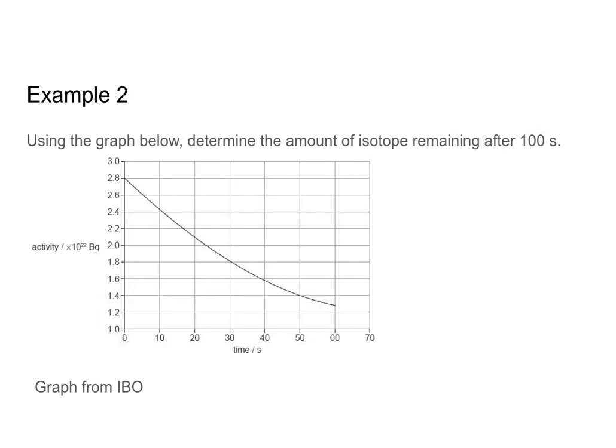I want to also look at one more IB style example question. So what I'm going to do here is use the graph below to determine the amount of isotope remaining after 100 seconds. So the challenge here is my graph stops at 50 seconds. So I'm having to extrapolate what happens all the way out here at 100 seconds. Thankfully, however, I can see I start with an activity of 2.8.